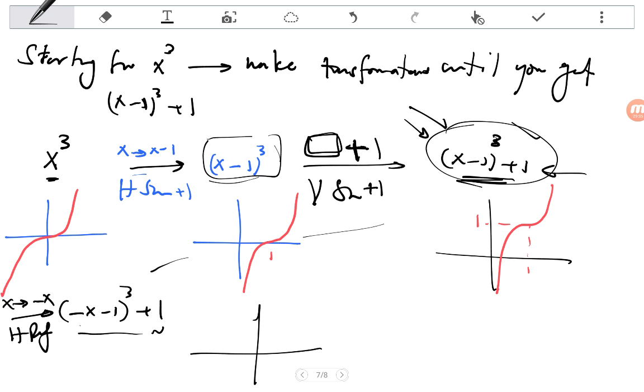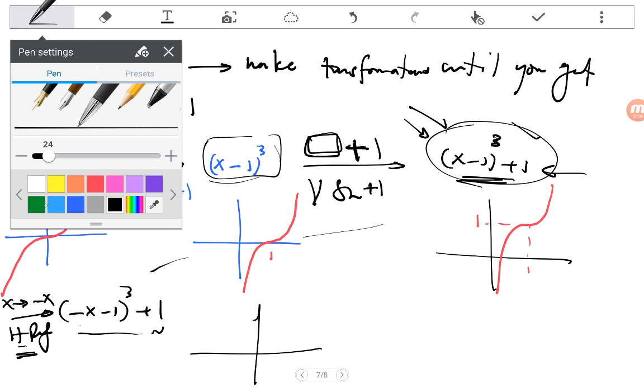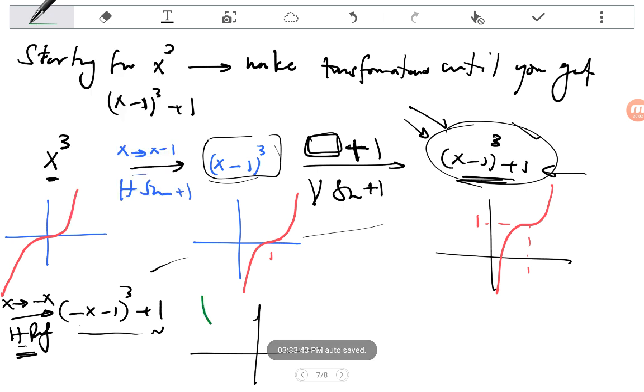Horizontal reflection. The reflection is defined by the movement. So I'm moving horizontally here, and I'm moving vertically here. This is a vertical reflection, and this is a horizontal reflection. Now, horizontal reflection will be reflected to the other side. It will be something like this.